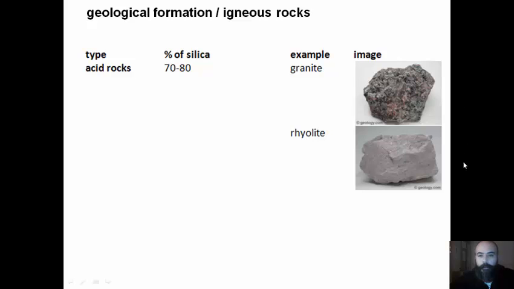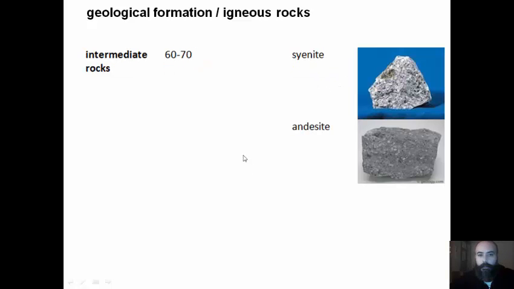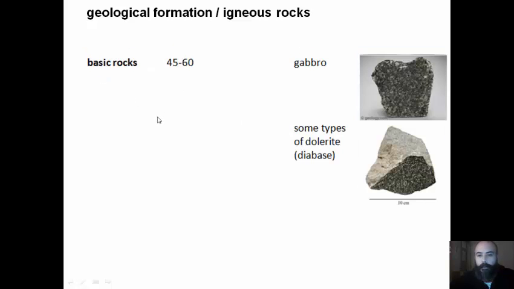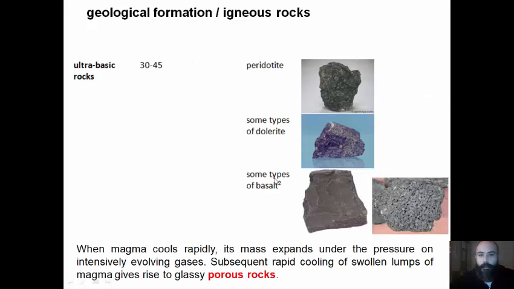We should know about the composition of the rocks according to their content of silica. We have granite and andesite. These are the intermediate rocks. And we have gabbro, some types of dolerite like diabase. And we have some types of basalt, dolerite.